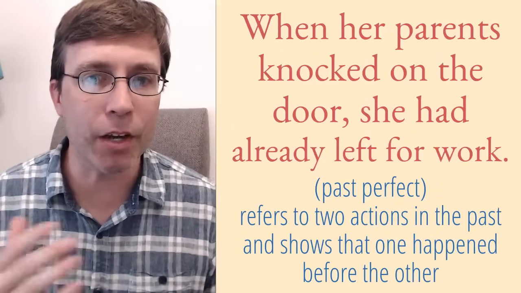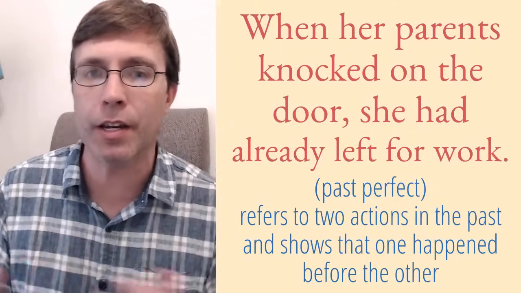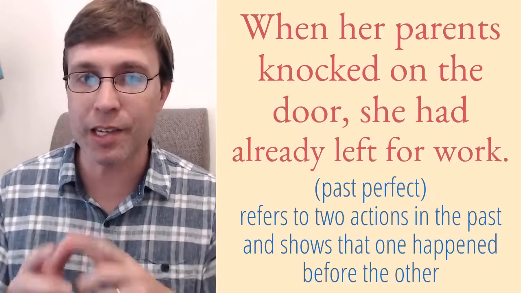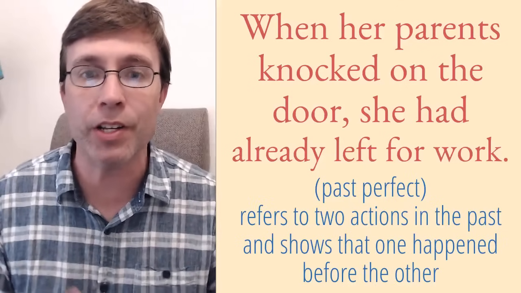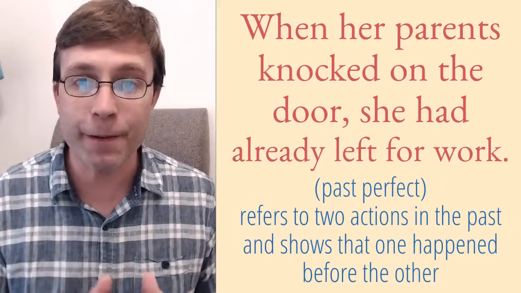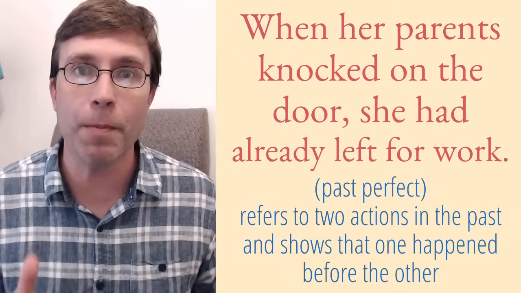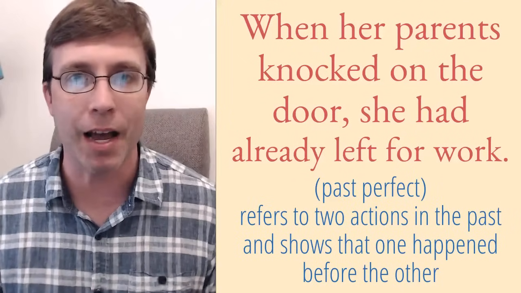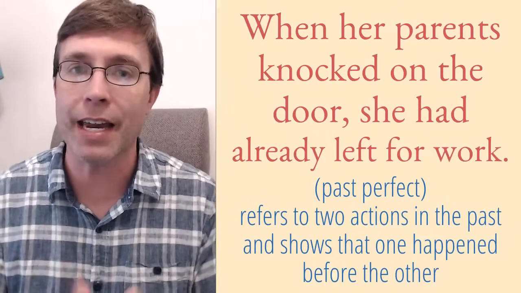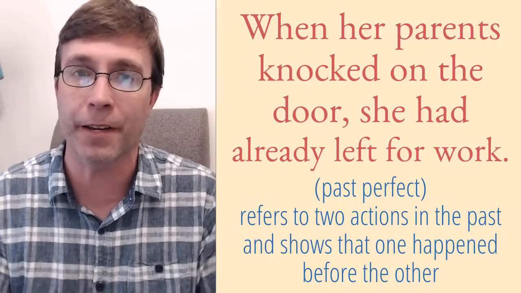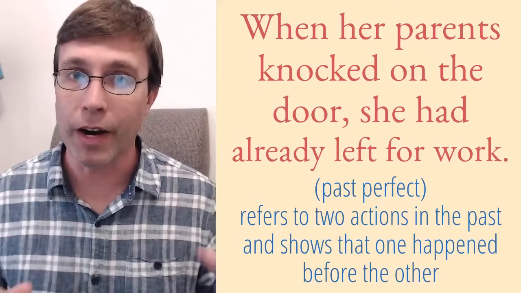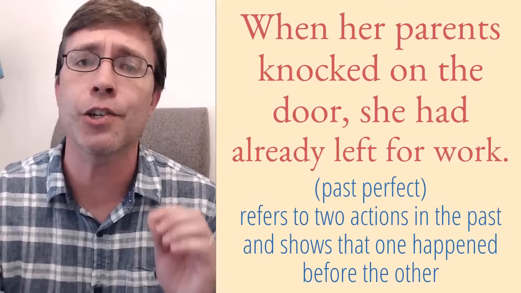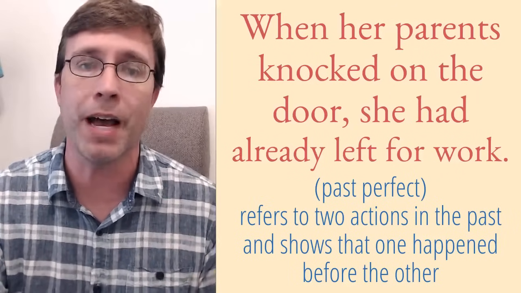Now, sometimes there's confusion between, well, when do I use, what's the difference between the simple past and the past perfect? If I use this sentence in the simple past, when her parents knocked on the door, she left for work, and I just say it in the simple past, then that makes me think that these two things happened around the same time. But in this case, you want to give that extra information using the past perfect, saying, well, she's not at home. All right, before the parents knocked on the door, she had already left. So in this case, you definitely want to use the past perfect.